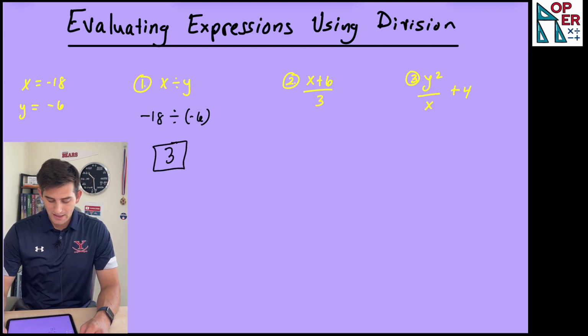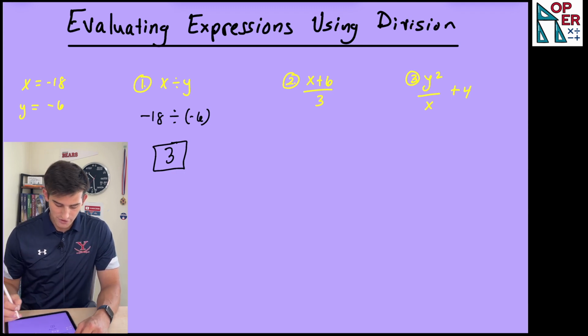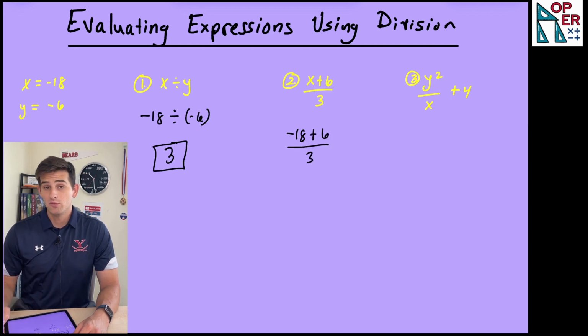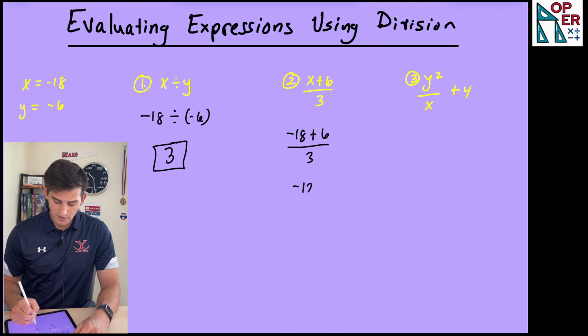All right, number two, we have x plus 6 divided by 3. So we're now adding in some addition along with our division. Well, x is negative 18, so negative 18 plus 6 divided by 3. Let's simplify our numerator. Negative 18 plus 6 would be negative 12.